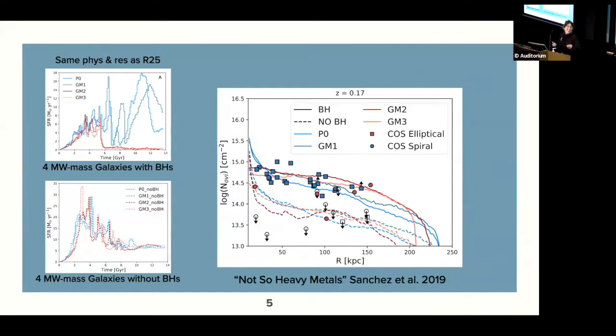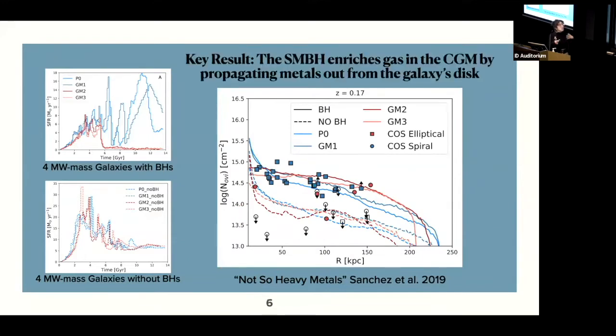I'm just going to tell you that I used 4 Milky Way mass galaxies with black holes that were run with ChaNGa, using the same physics and a similar resolution to Romulus25, which you've heard all about today, as well as rerunning those simulations without black hole physics. I calculated the O VI column densities for these 8 galaxies and found a discrepancy in the amount of O VI in the CGM, where galaxies without black hole physics had almost an order of magnitude less O VI in their CGM. The key result of this paper was that the supermassive black hole is enriching the CGM by ejecting metals out from the center of the galaxy where they're being formed and propagating them out into the CGM.